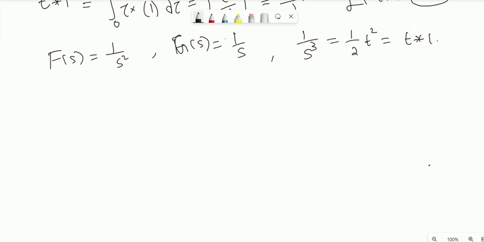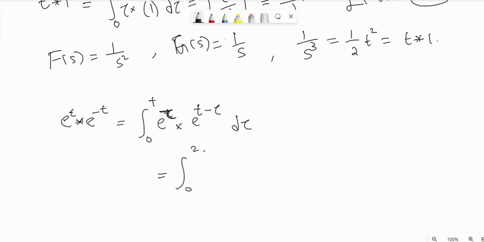Okay. If you want, you can try to find the convolution between e raised to t and e raised to minus t. What is the convolution between these two? This will be integral 0 to t e raised to t into e raised to t minus tau, so e raised to tau into e raised to t minus tau d tau. This is equal to integral 0 to t. You can take e raised to t outside because the integration is with respect to tau. e raised to t into e raised to 2 tau d tau, integration from 0 to t.